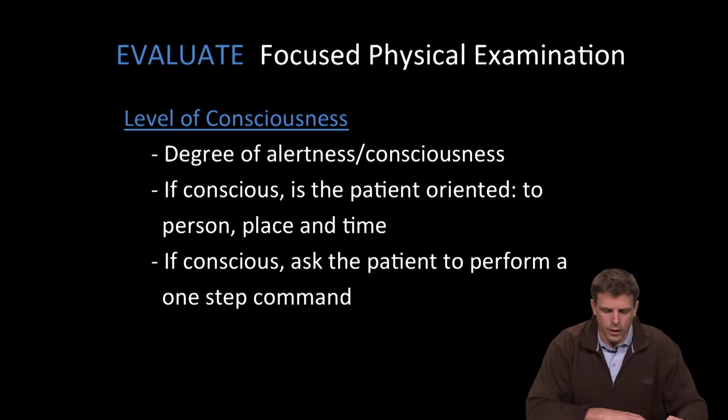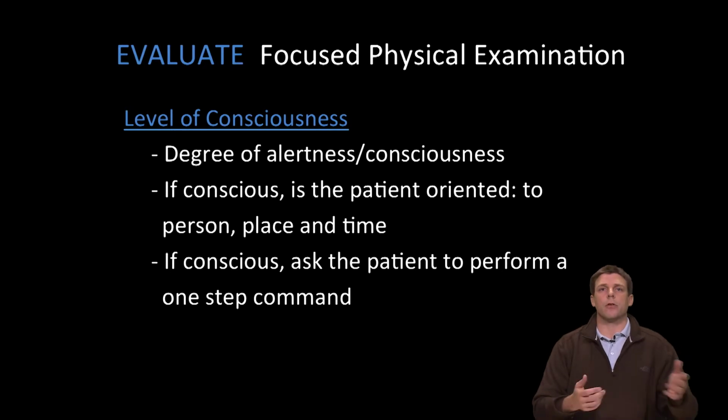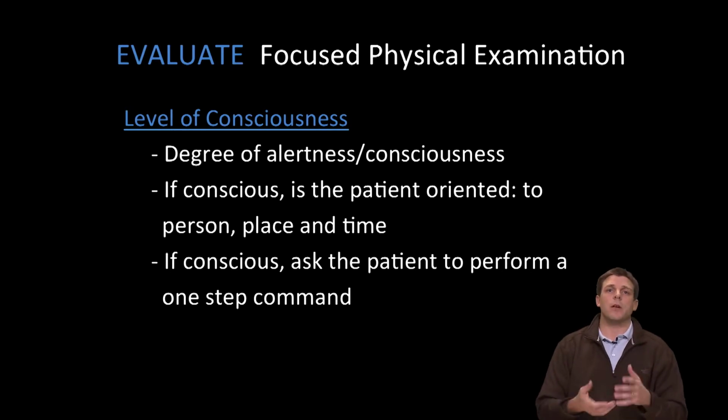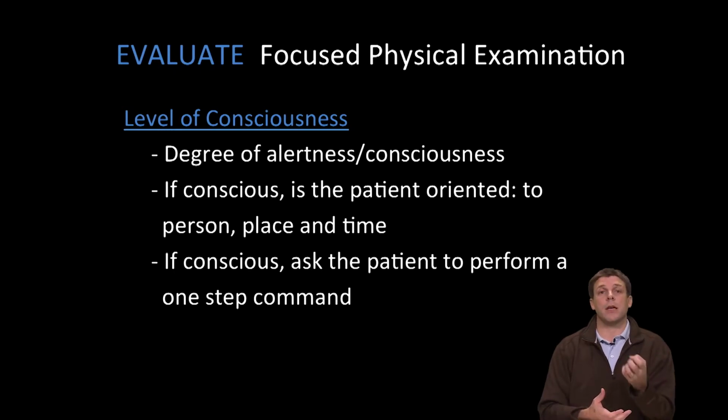All right. So to drill down a little more onto each of these individual bullet points, the level of consciousness is the degree of alertness or consciousness of the patient. If the patient is conscious and able to communicate, is the patient oriented? And a good way to start this is to ask them if they're oriented to who they are, where they are, and what time and year it is. If the patient is conscious, we can ask them to perform a one-step command to understand if they can understand you and grasp things that you're asking them to do. So a one-step command might be to shake my hand or to pick up this pen.